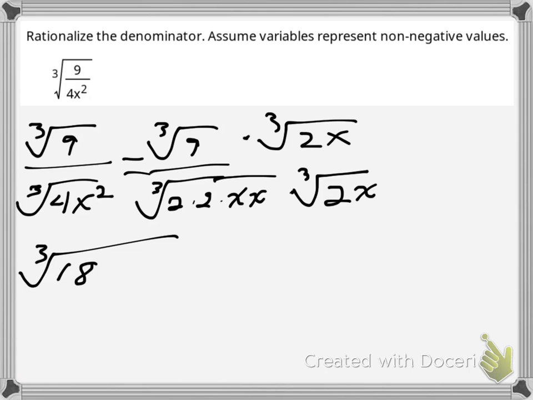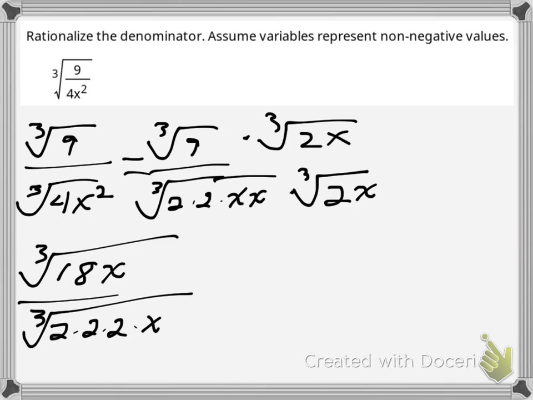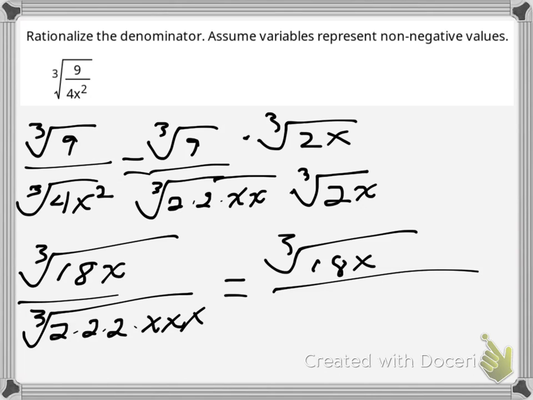And what you're going to end up with is the cubed root of 18x in the numerator, and you're going to end up with the cubed root of 3 factors of 2 and 3 factors of x in the denominator. Well, we can't simplify the cubed root of 18x. That's going to stay the same thing, the cubed root of 18x. But down below, the cubed root of 3 2's is just 2, and the cubed root of 3 x's is just x.